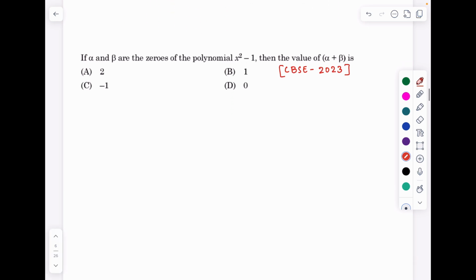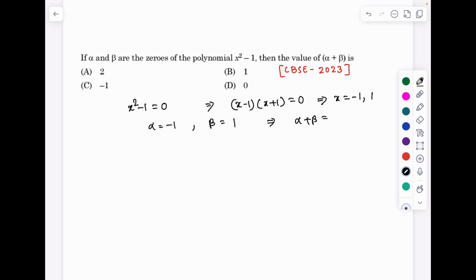If alpha and beta are the zeros of the polynomial, zeros of the polynomial is same as the roots of the quadratic equation. Here we can do in two ways. You see, zeros of the polynomial meaning x square minus 1 is equal to 0. This implies x minus 1 into x plus 1 equal to 0. This implies x is equal to minus 1 or 1. Two zeros we have already got, minus 1 and 1. Then alpha is equal to minus 1 and beta is equal to 1. This implies alpha plus beta is equal to 0.